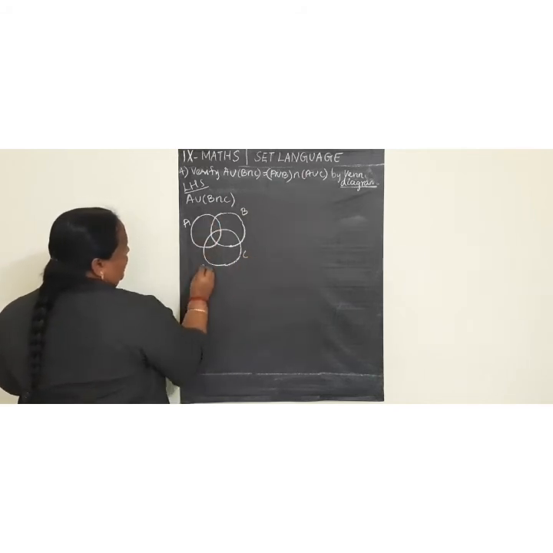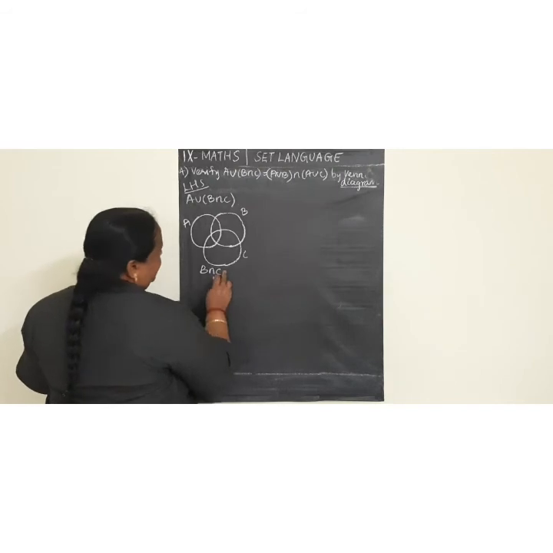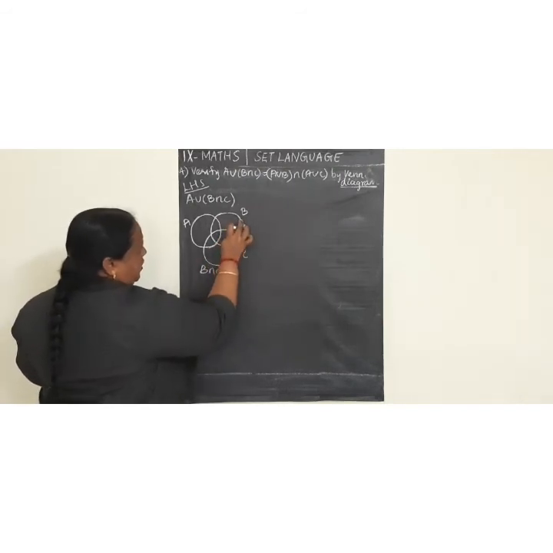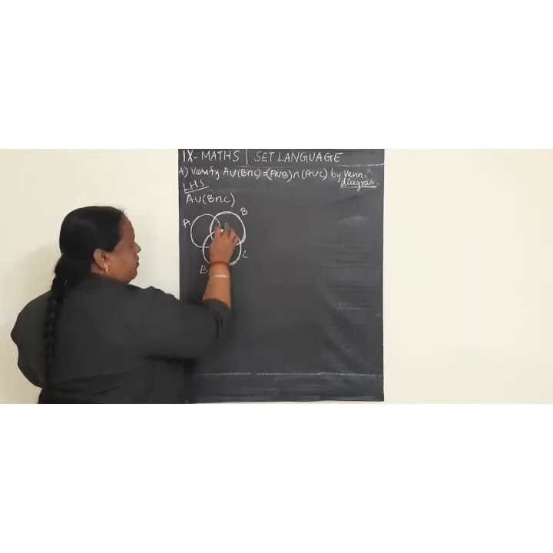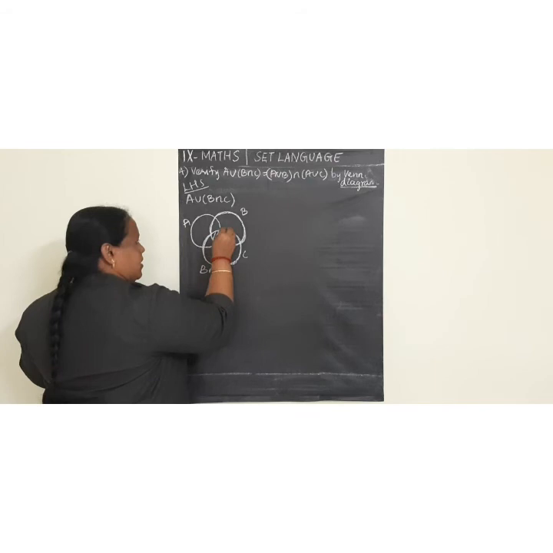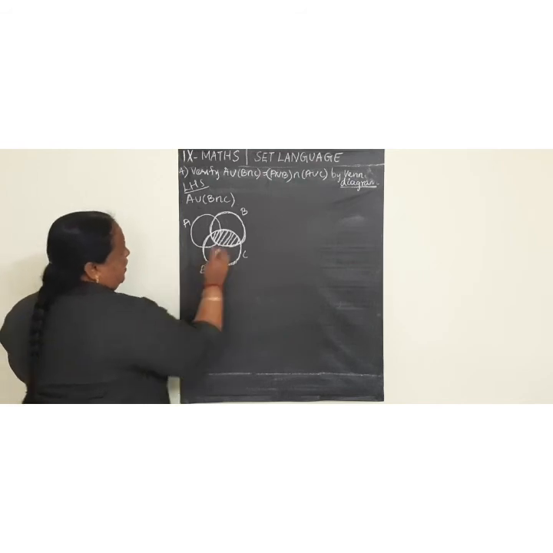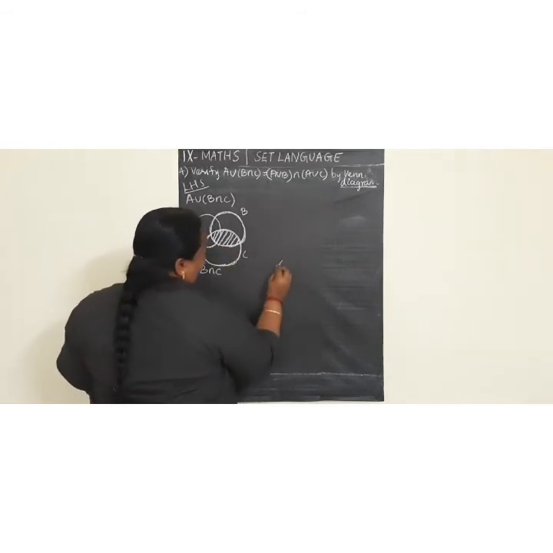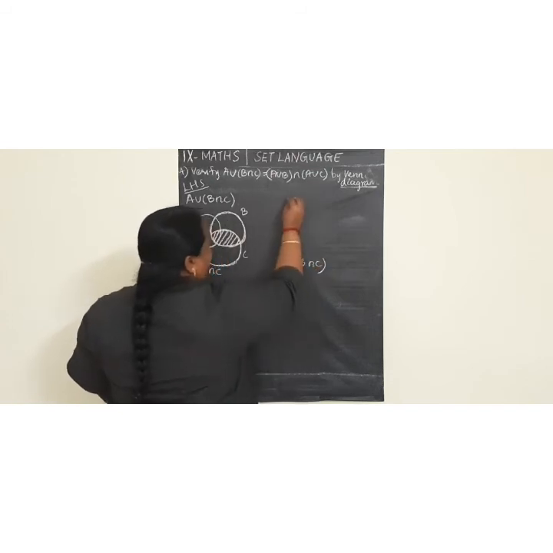So first we are finding B intersection C. B intersection C means the set, this is the set B, this is a set C. So B is equals intersection part, we have to shade it. So this part is an intersection part, so we have to shade this. B intersection C is this one. Next we have to find A union B intersection C.